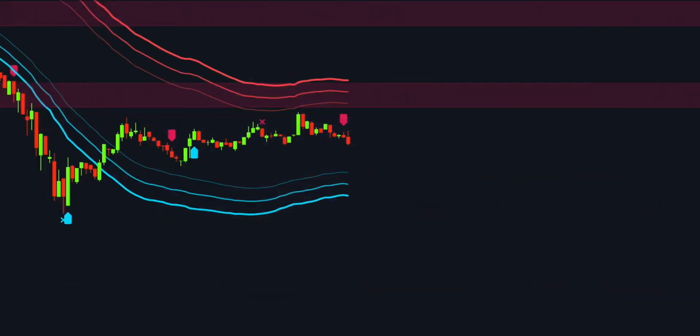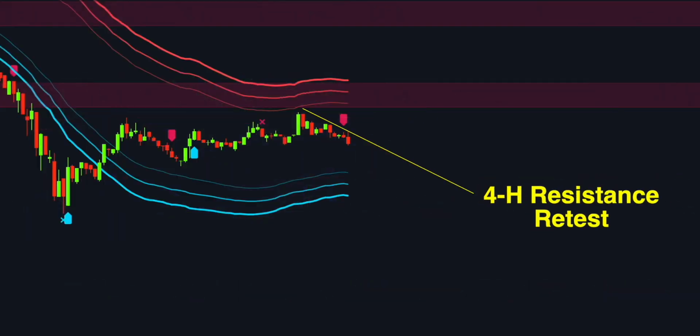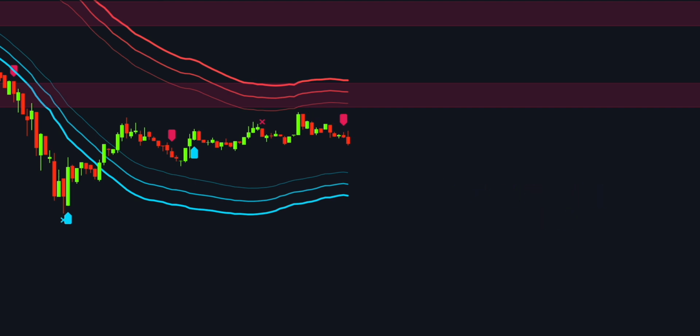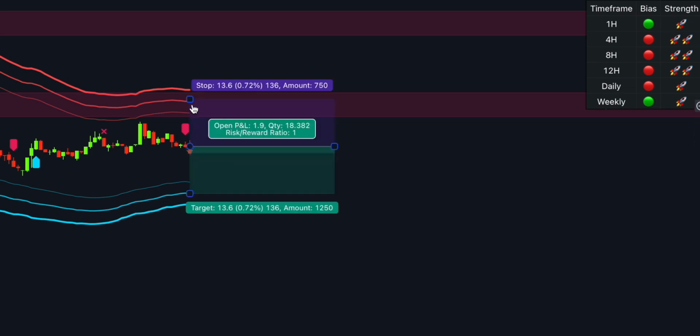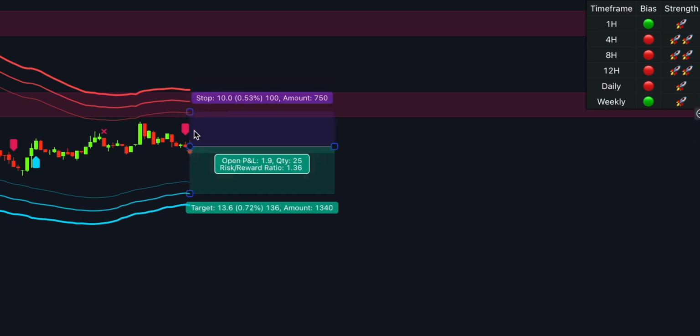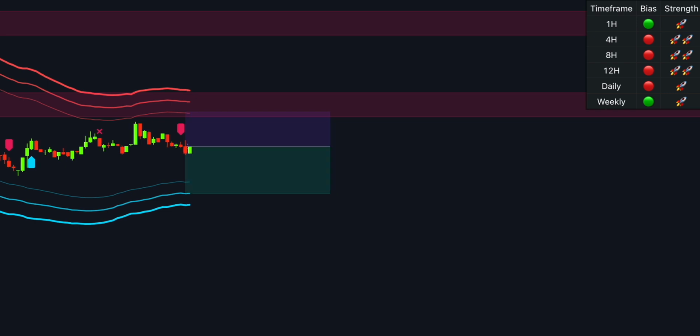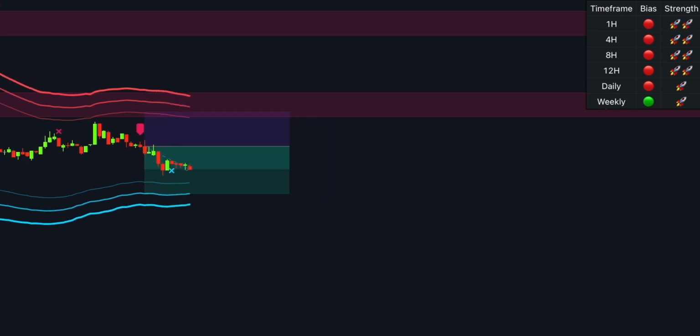In the next example, the price retested the 4-hour resistance and the upper reversal bands. We prepare to short the security. As soon as a strong sell signal occurs, we check the trend dashboard. Bearish trends should be present in most time frames. In this case, it is present in 4 out of 6 time frames.